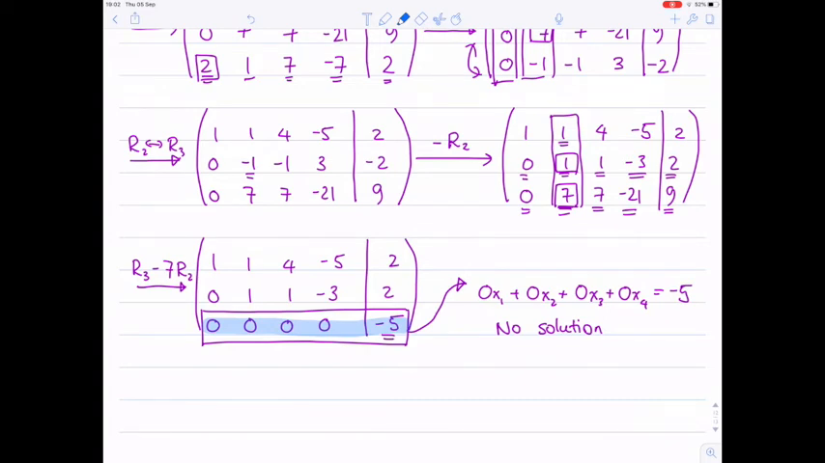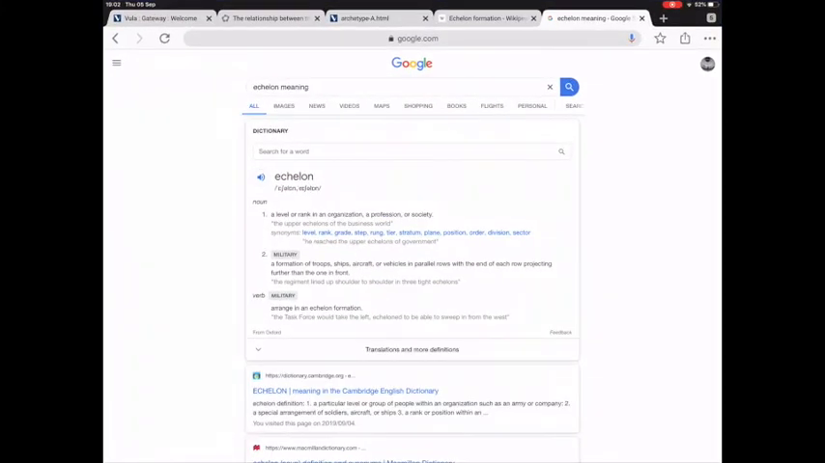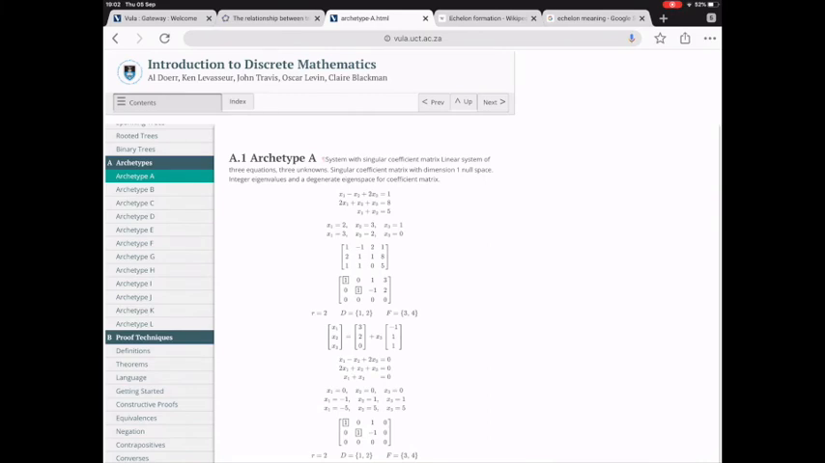So we've worked through 3 possible examples of the different kinds of solutions that you have and how you can find them using Gauss reduction. Gauss reduction is just one of those things you have to practice. So I suggest that you sit yourself down, work through these examples, and also work through the examples in the textbook. If you go to your textbook, you'll see that we have an index of archetypes. These are different kinds of systems of linear equations and their solutions.